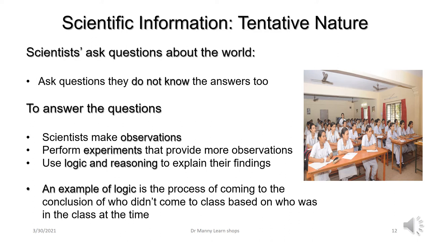Scientists ask questions about the world. And the reason that they ask the questions is because they don't know the answers. And to answer the questions, they have to make observations. They have to perform experiments, and these provide more observations. They use logic or reasoning to explain their findings.